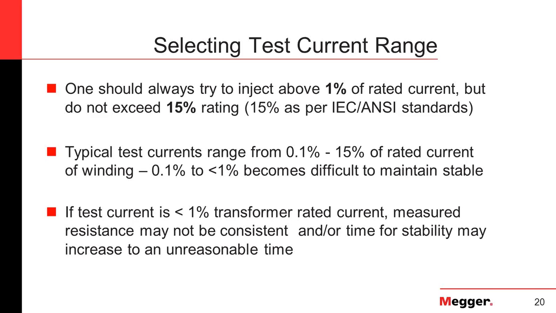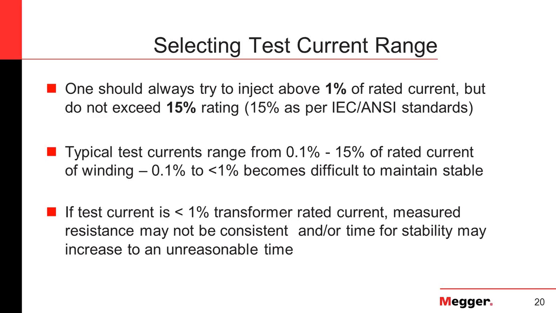The other limit is the 15%. This is as per ANSI and IEC. Now, within our test instruments and within our automation, we don't want to get to 15. We know we can, but we typically set as recommended 10%. And so at 10%, we are well within what should be achievable in performing winding resistance testing in a reasonable time.